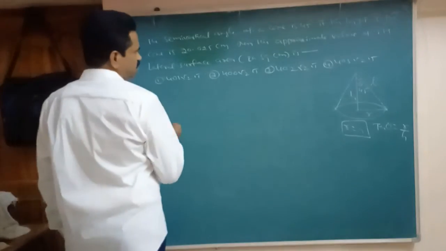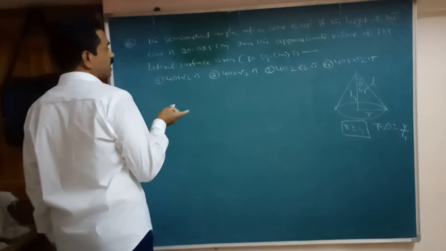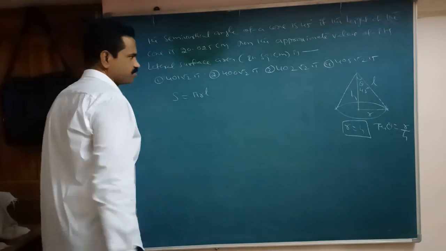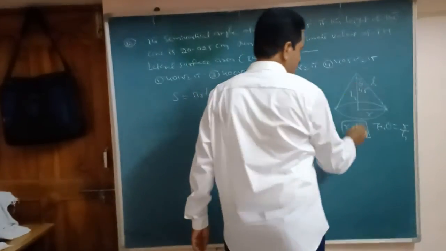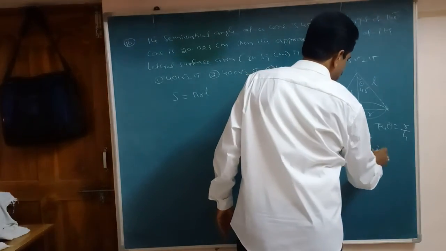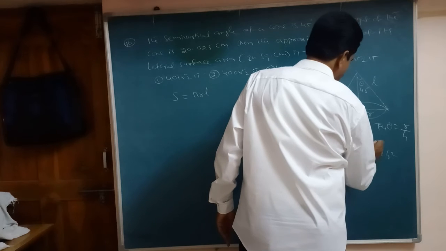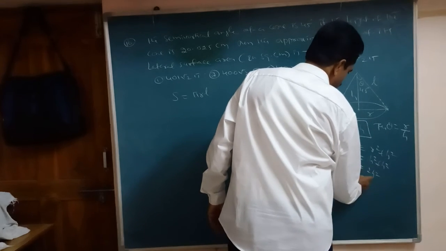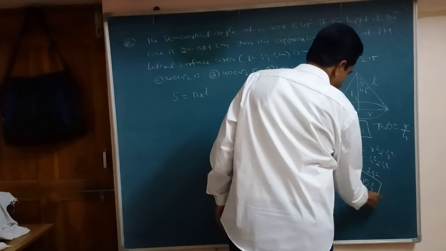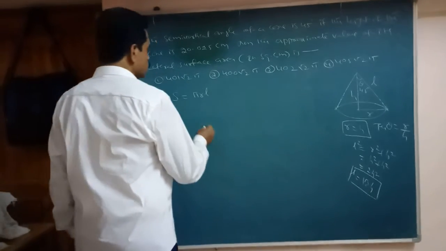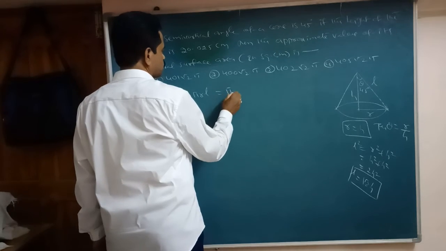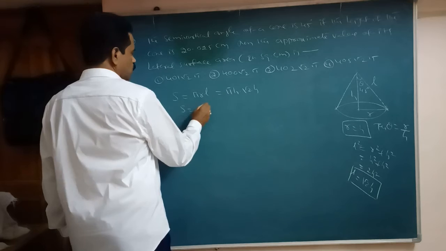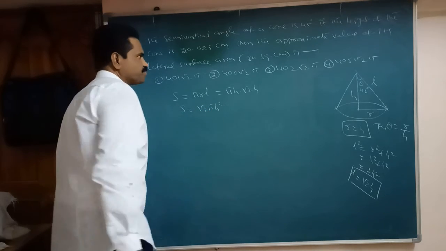Now the approximate value of the lateral surface area. Lateral surface area is pi R L. What is L from this triangle? L square equals R square plus H square. Since R equals H, that is 2H square, so L equals root 2 H. Substituting R equal to H, S equals pi into H into root 2 H, so S equals root 2 pi H square.